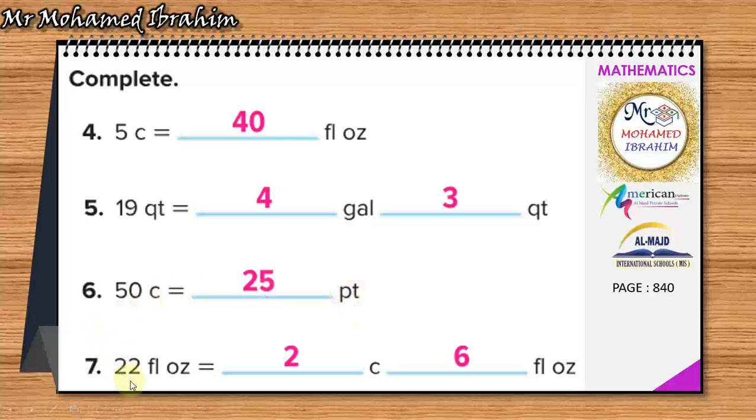Number 7. 22 fluid ounces, we want to convert them into cups. From smaller to greater we divide. Divide over what? Excellent, we will divide over 8 because each cup contains 8 fluid ounces. 22 over 8 gives you 2 because 2 times 8 equals 16 and the remainder is 6.